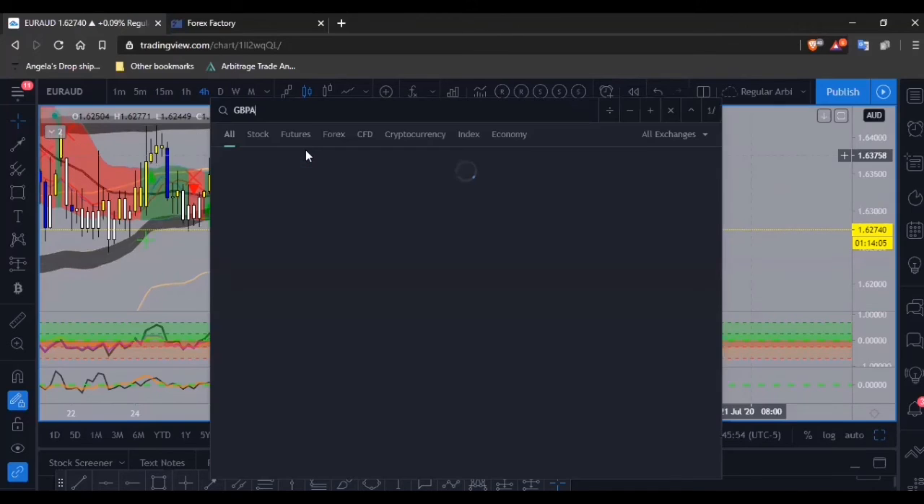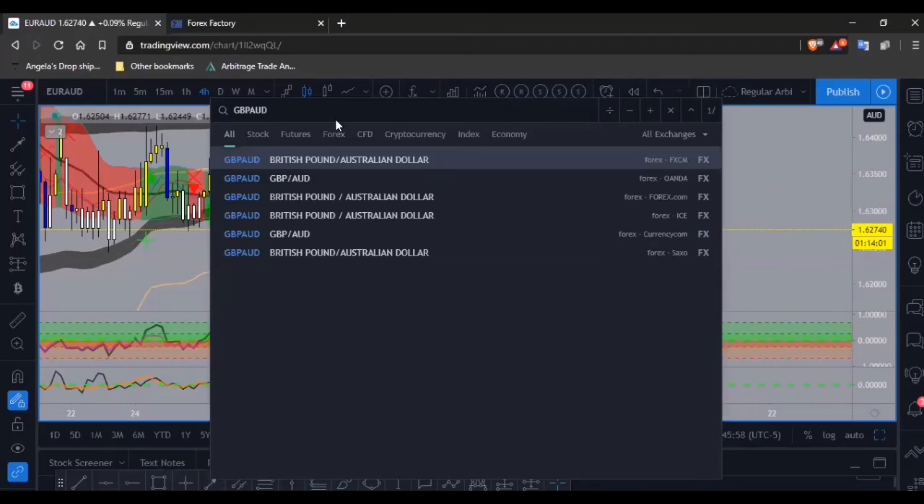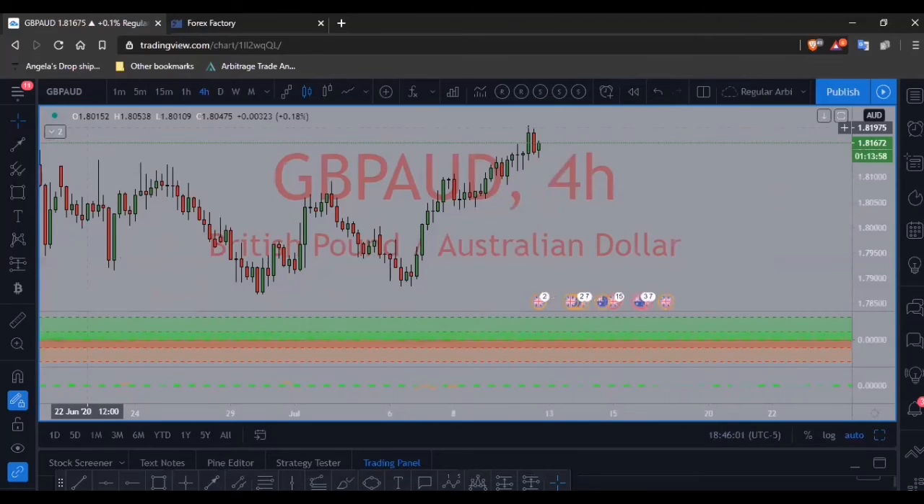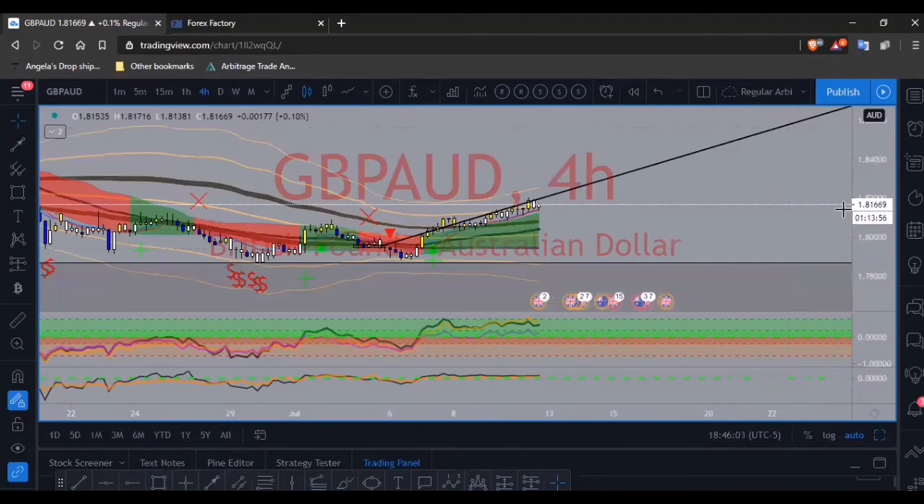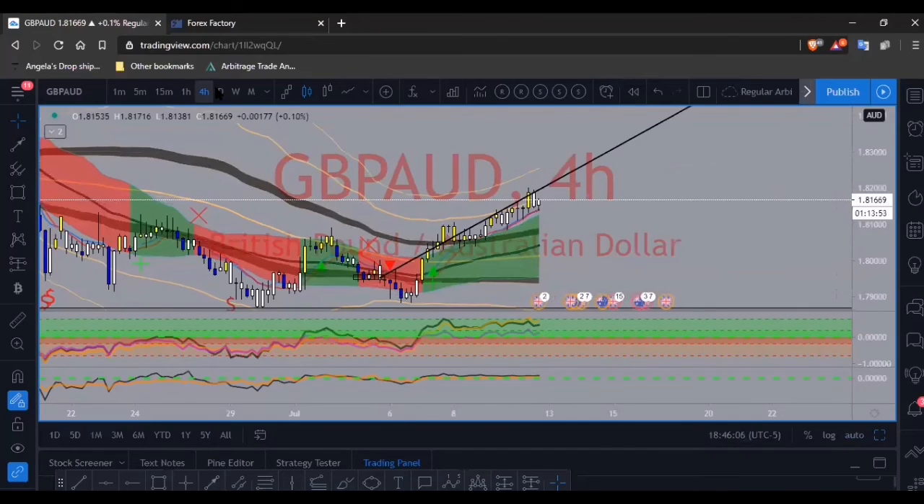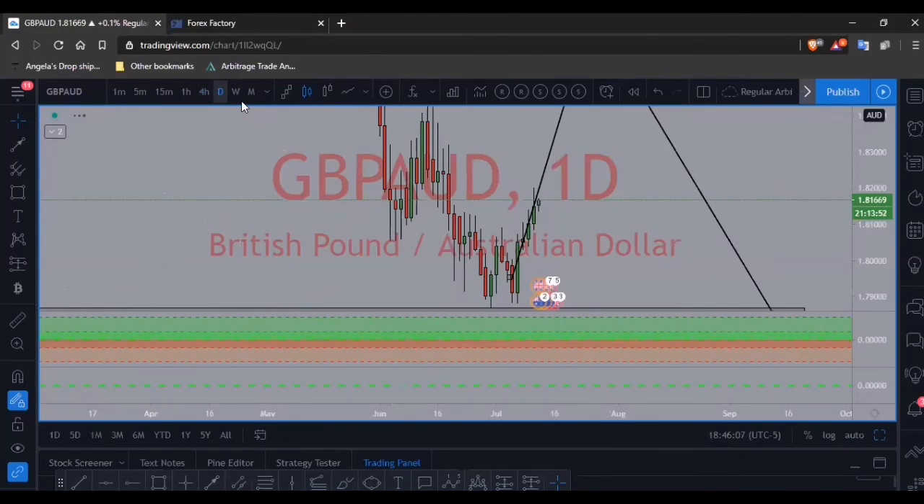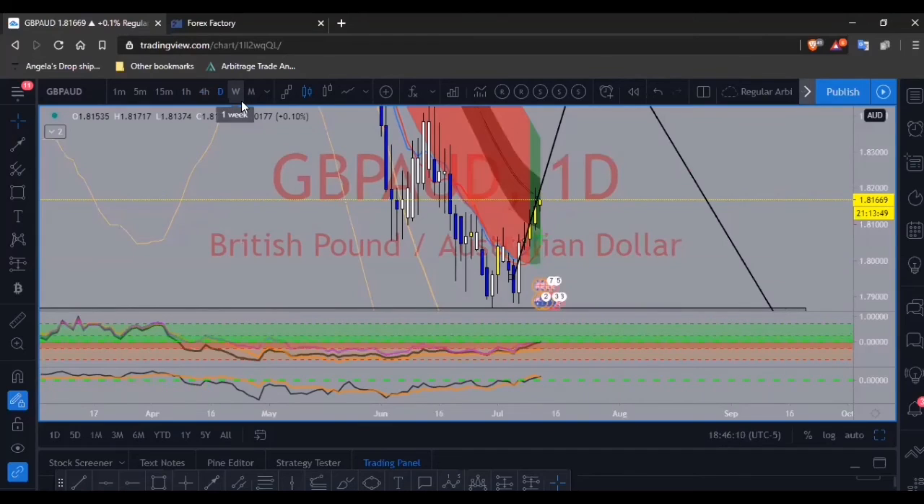GBPAUD. GA on the 4-hour looks incredible as well.